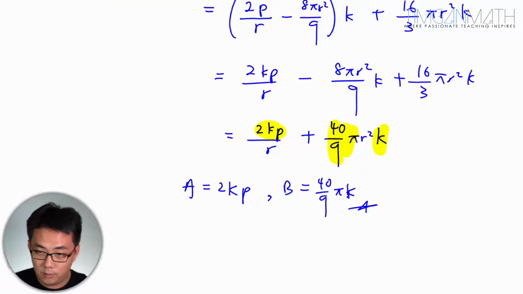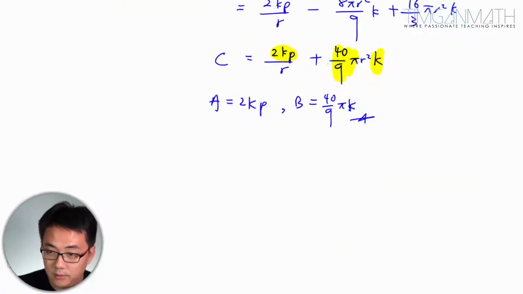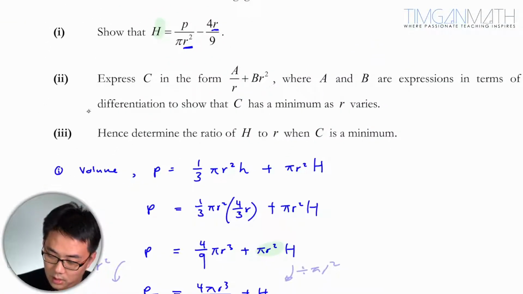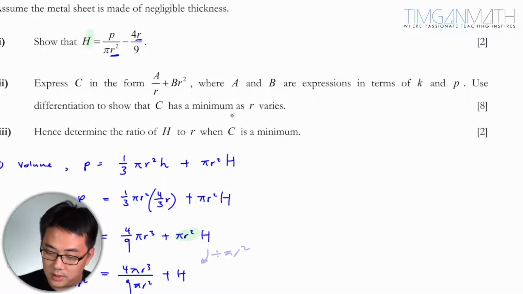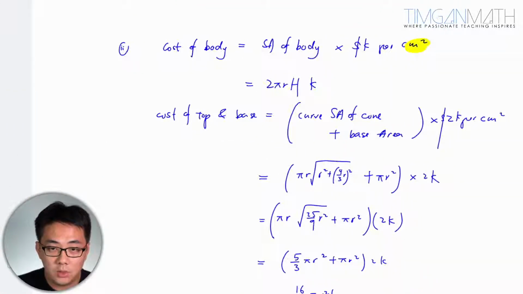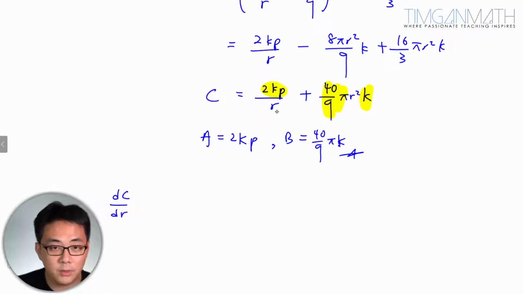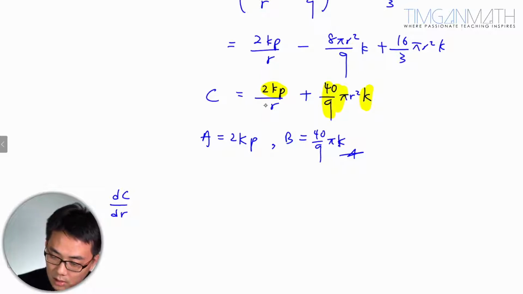So I think for the subsequent part, we need to use differentiation to show there's a minimum as R varies, this part here. Use differentiation to show that C has a minimum as R varies. So what I will say is just dC/dR. Now, dC/dR, because there's only one variable in this expression, which is actually R. Okay, this is R here, only one variable.